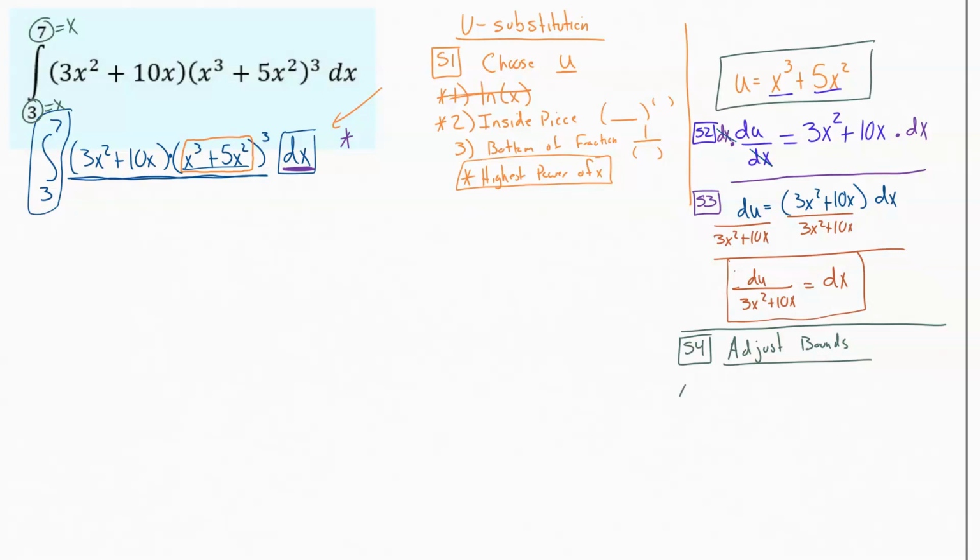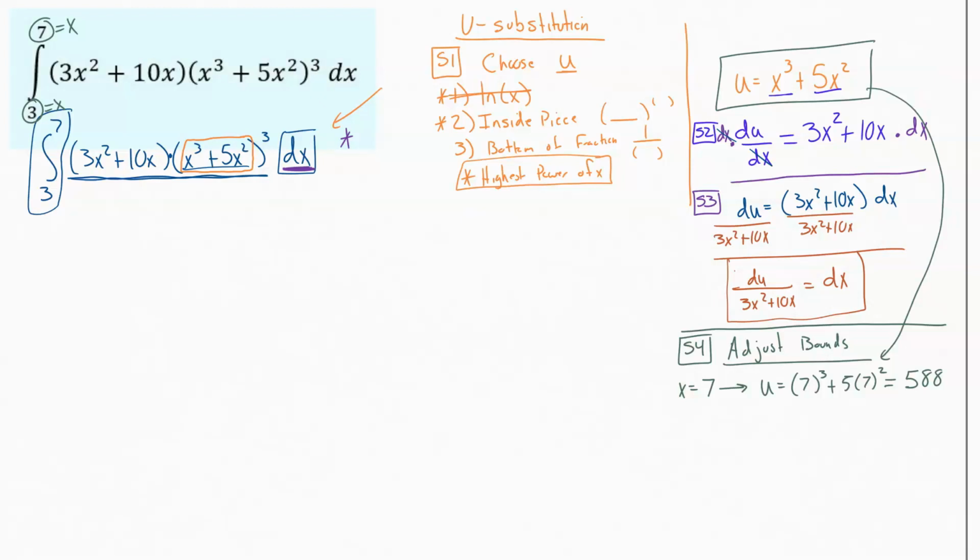So we know that when x equals 7, we're going to plug that into this u equation here. And so we'll get out of there that u equals, instead of x, we plug in 7 to the third plus 5, and then instead of x, plug in 7 and then squared. And so then what that gets us is our new upper bound. So that'll be 588. Pop that into a calculator, whatever you need to do.